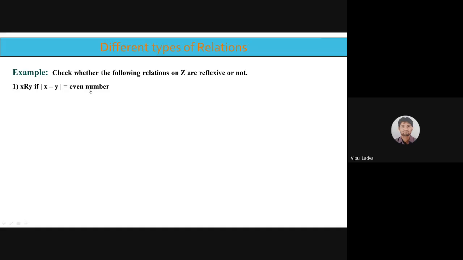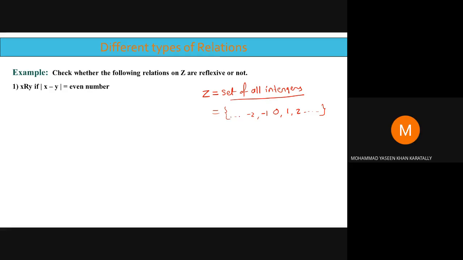Let's check. Check whether the following relation on Z is reflexive or not. Now, think about Z. What is Z? What do we mean by Z? It is the set of all integers. If you try to list it out, 0, 1, 2, up to infinity on the right hand side, and -1, -2, down to minus infinity. So Z is actually an infinite set.